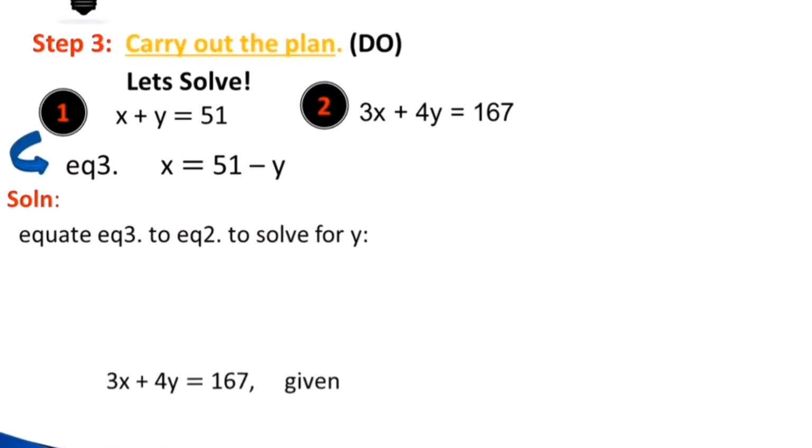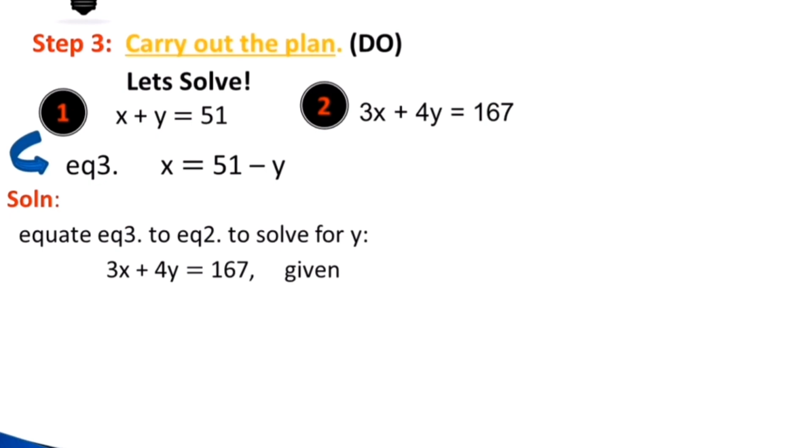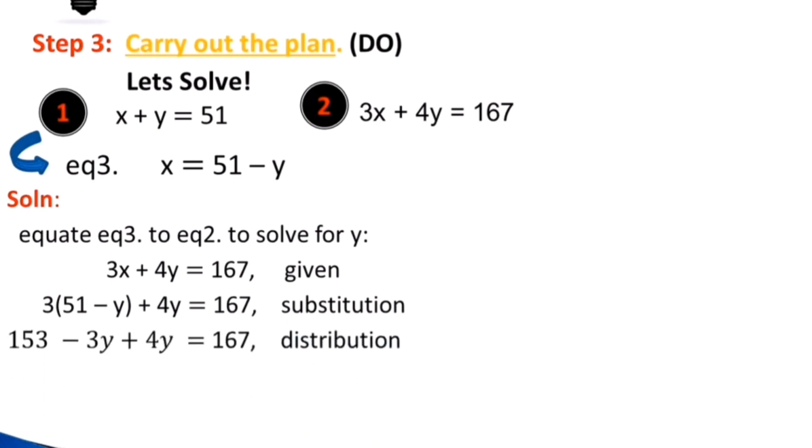Just bring down equation 2, part of the given, and substitute the value of x by 51 minus y by substitution. Then right after that, I am going to multiply 3 to the terms inside the parentheses. So right now I have 153 minus 3y plus 4y equals 167. That is by distribution. Since I am looking for y, I am going to simplify the y part, the variable y, and the constant to the other side as well.